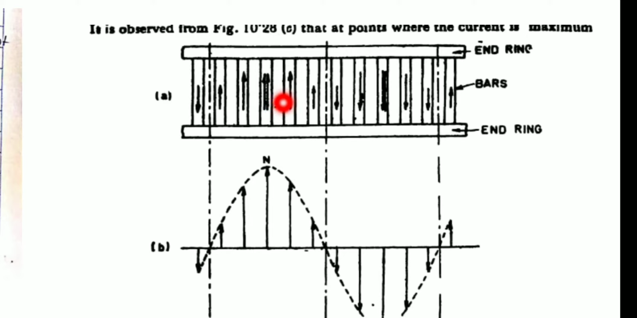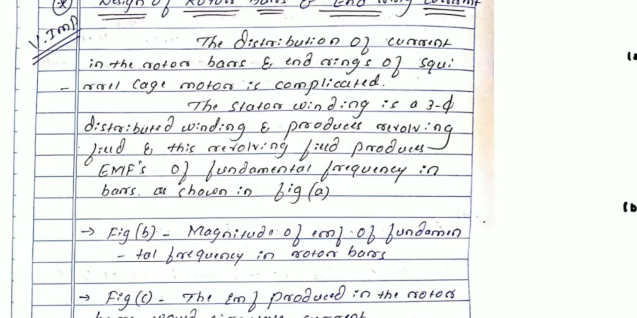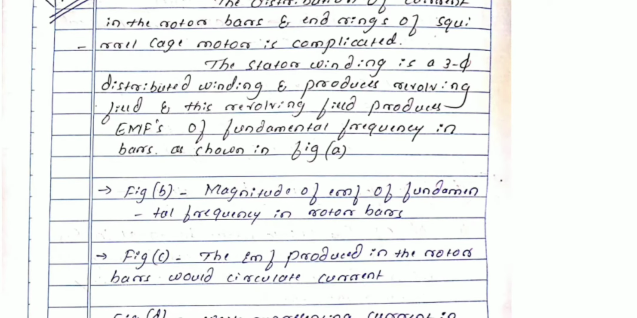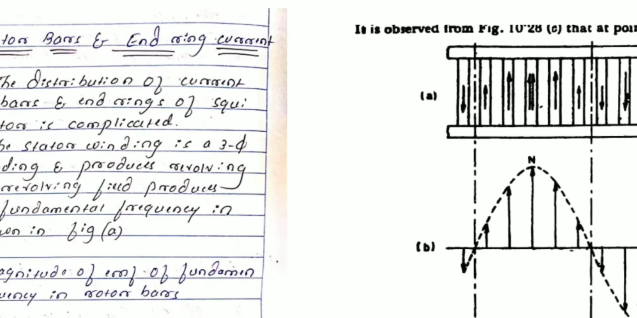So this is the one half and this will be the other half here. In one half the rotor bars send current to the end ring in one direction, that is the upward direction, and in the other half the rotor bars send current to the end ring in the downward direction. So the current sent to the end ring in the second half will be in the opposite direction. Getting my point? I have considered the EMF of the fundamental frequency in the rotor bars, which is shown in figure A.